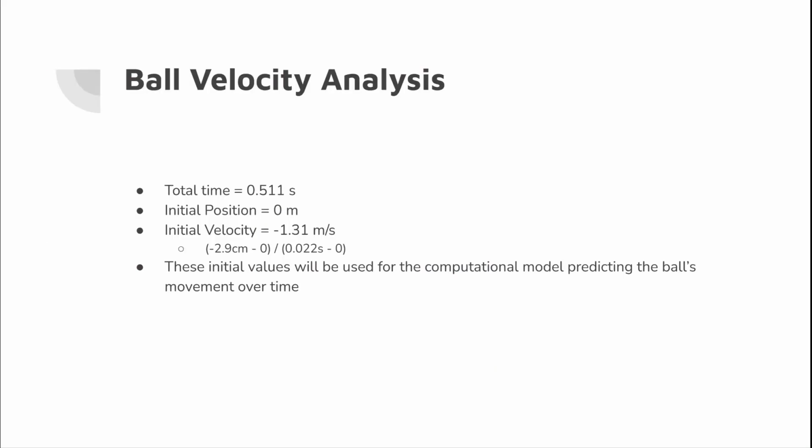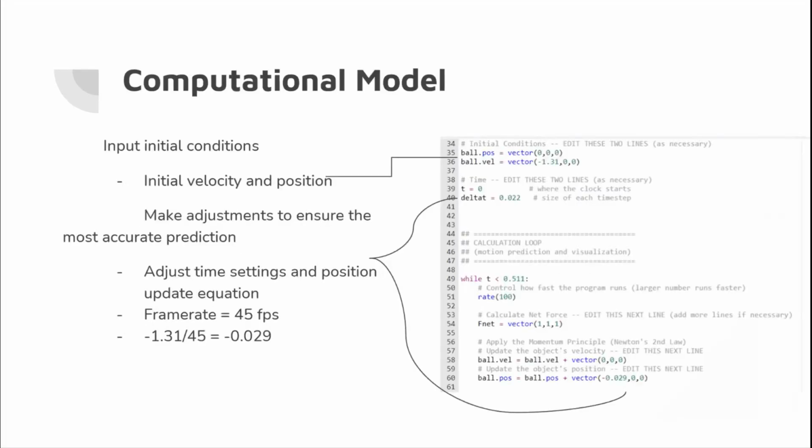So important values that we're going to need for our computational model are the total time the video lasted, which was 0.511 seconds, the initial position of the ball, which was 0 meters, and the initial velocity, which was negative 1.31 meters per second. Keep in mind, it is negative because the ball was moving to the left.